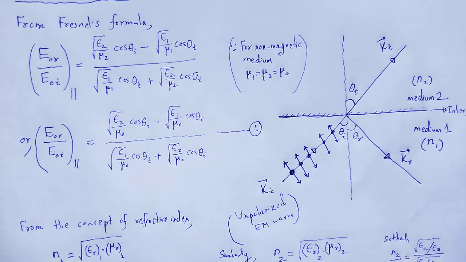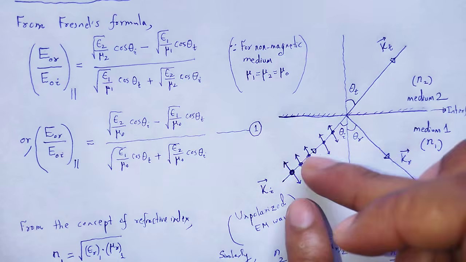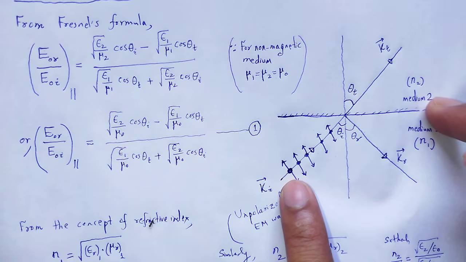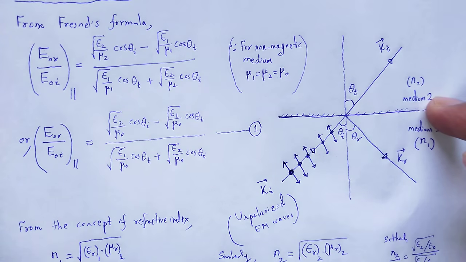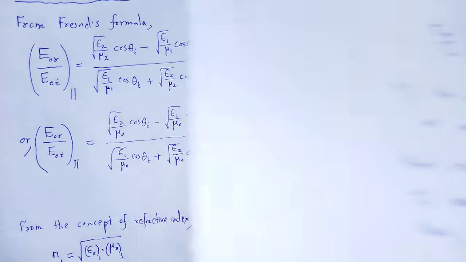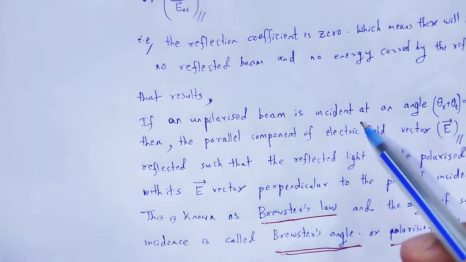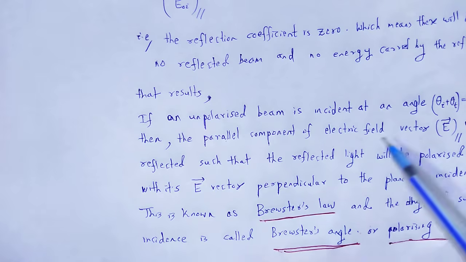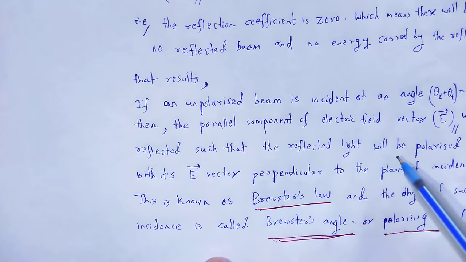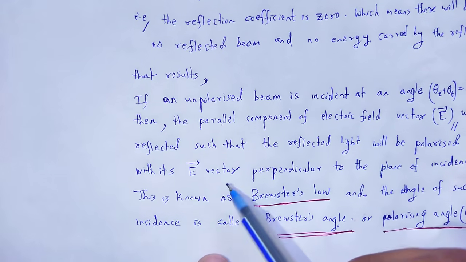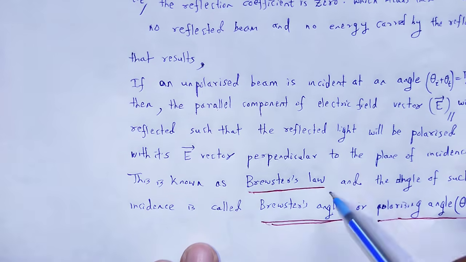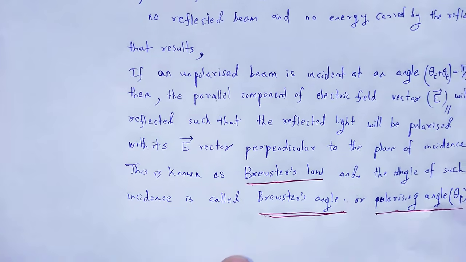In the reflected ray, there will be no component of electric field parallel to the plane of incidence, but the electric field perpendicular to the plane of incidence is obtained. If an unpolarized beam is incident at an angle where theta I plus theta t is equal to pi by 2, then the parallel component of the electric field vector will not be reflected, such that the reflected light will be polarized with its E vector perpendicular to the plane of incidence. This is nothing but Brewster's law, and the angle of such incidence is called Brewster's angle or polarizing angle.